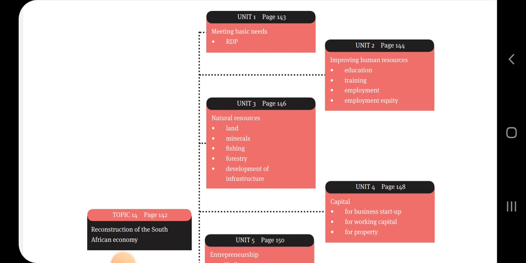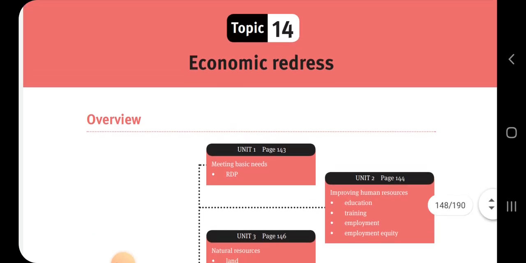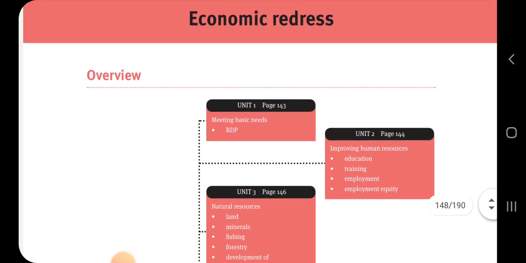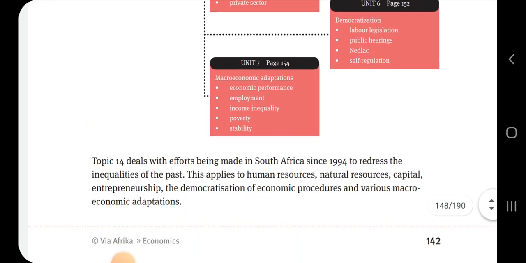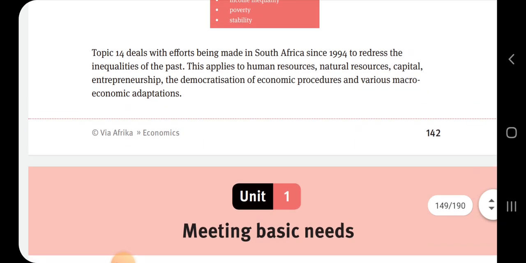So we're going to be doing the economic redress. So let's look at what we need to know. This topic deals with efforts being made in South Africa since 1994 to redress the inequalities of the past. So how is the government making up for the losses that certain ethnic groups in South Africa suffered due to apartheid rules? That's the economic redress.